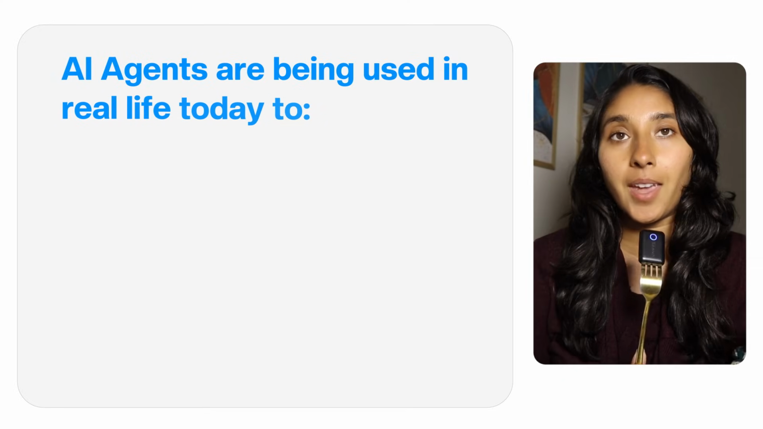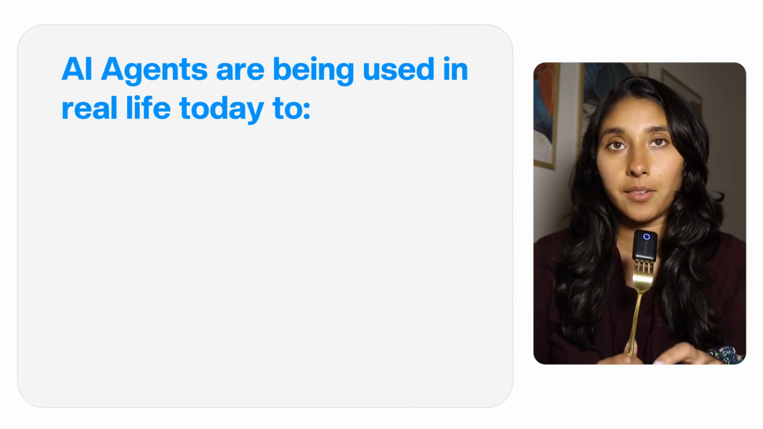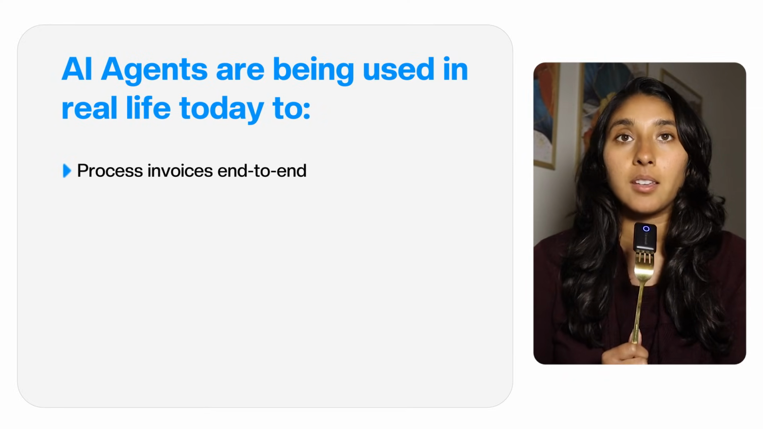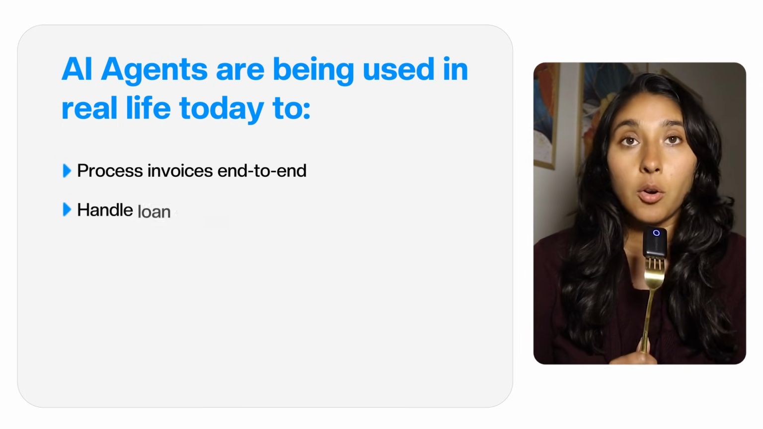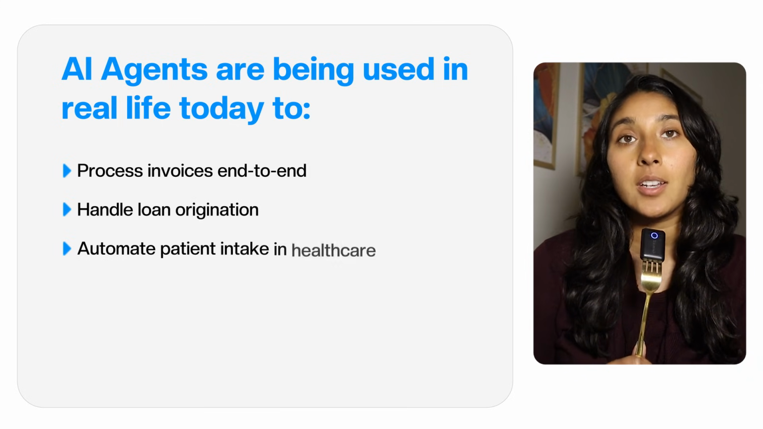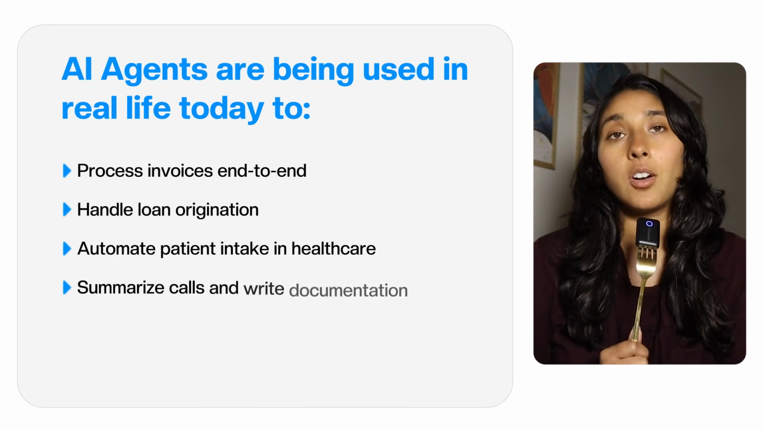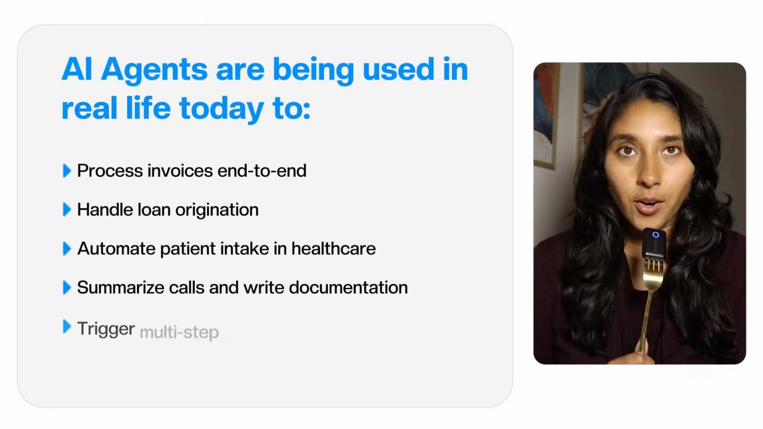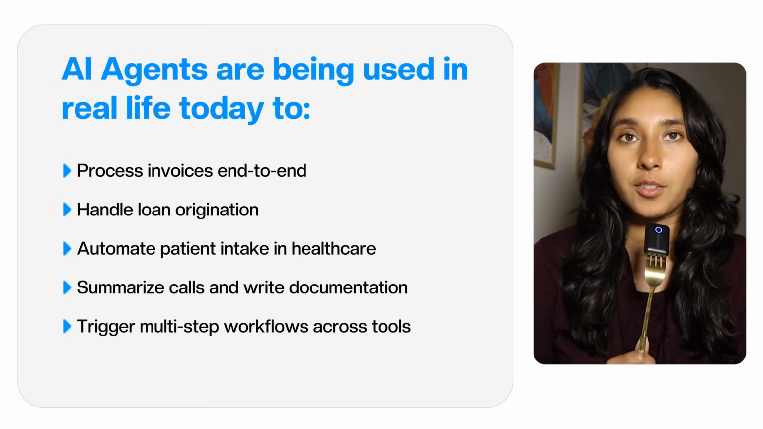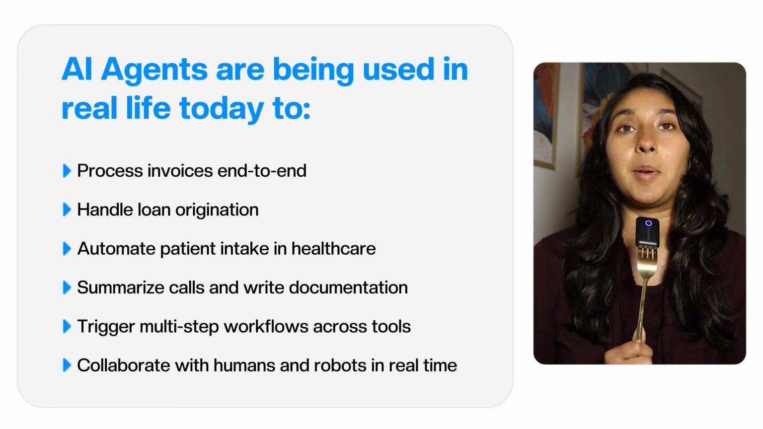So these are the types of AI agents that are being used in real life today. Agents for processing invoices end to end, handling loan origination, automating patient intake and healthcare, summarizing calls and writing documentation, triggering multi-step workflows across tools, and collaborating with humans and robots in real time.